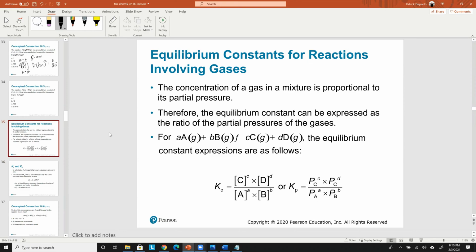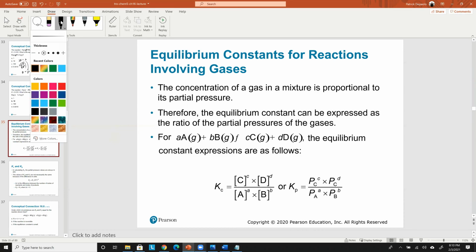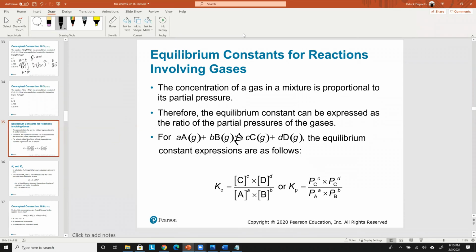So if you have gases involved, meaning it has pressure, not concentration, it's the same thing. Kind of like with the rate constant you saw in the homework, where you can talk about concentration or you can talk about pressure. You can take the partial pressures of the products and put them over the reactants in the same exact manner. So that's a thing as well.